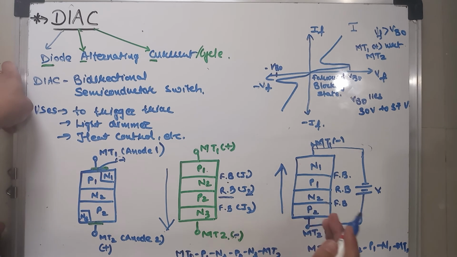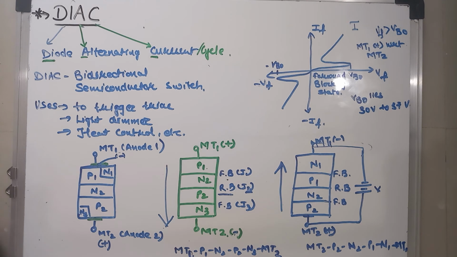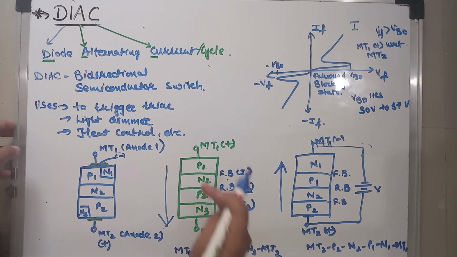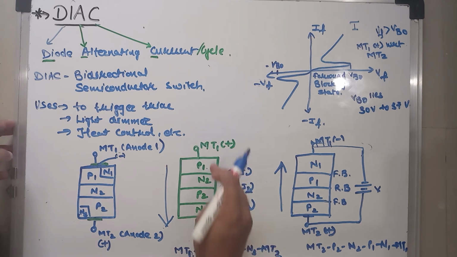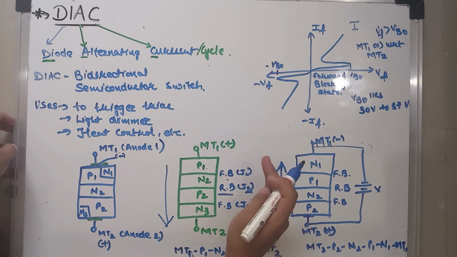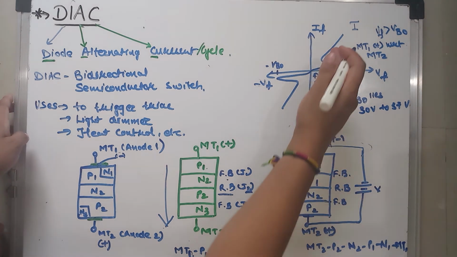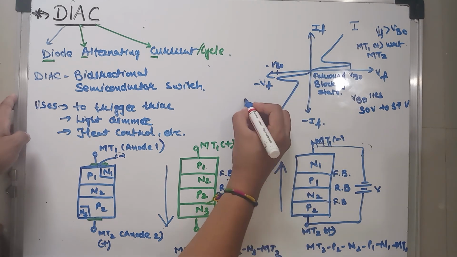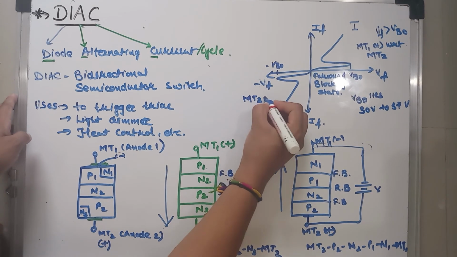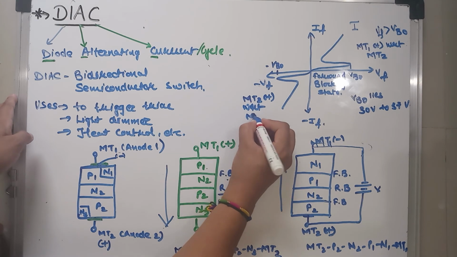So this is the characteristic, meaning it is a bidirectional device. It allows the flow of current in both directions: from MT1 to MT2 when MT1 is positive with respect to MT2, and in the same way it allows current in the reverse direction when MT2 is made positive with respect to MT1. So the characteristics lie in the first quadrant as well as the third quadrant.